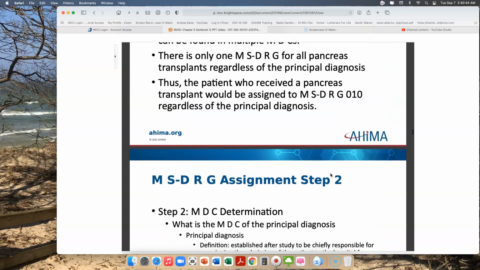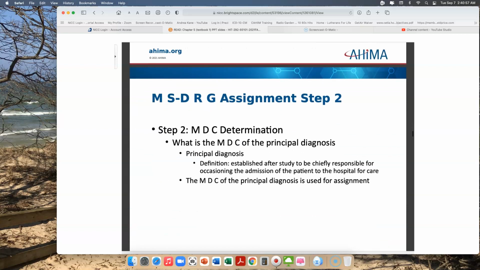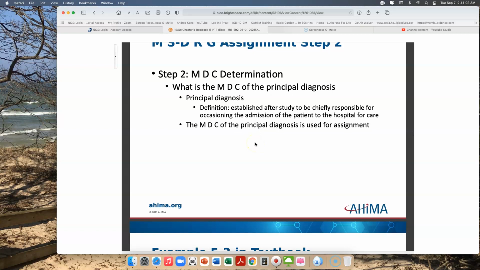All right, so once you've determined that if you're doing pre-MDC assignment and your principal procedure doesn't drive you into a specific MSDRG, then you're going to move on to step 2 here, which is MDC determination. And that is where you use the principal diagnosis to figure out which MDC you're going to be in. And the principal diagnosis definition, which hopefully you know from your classes with Shelley Grant, is established after study to be chiefly responsible for occasioning the admission of the patient to the hospital for care.